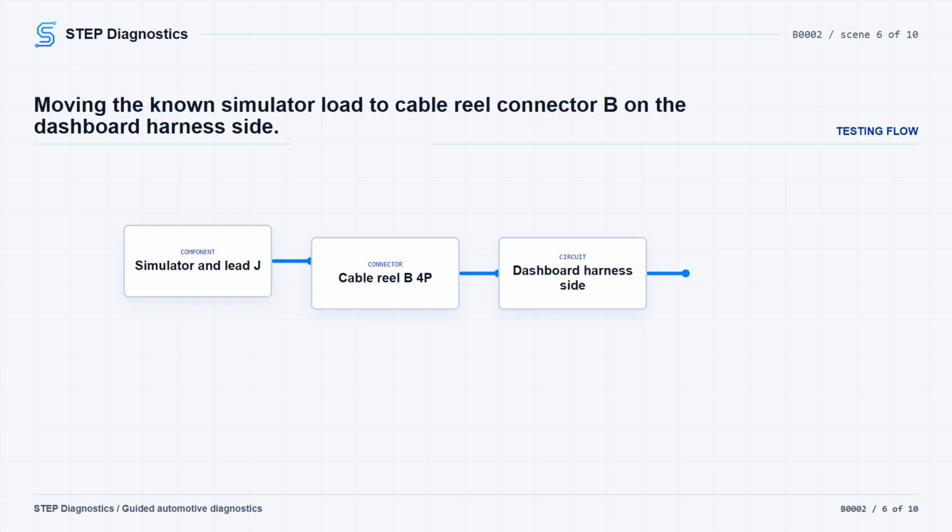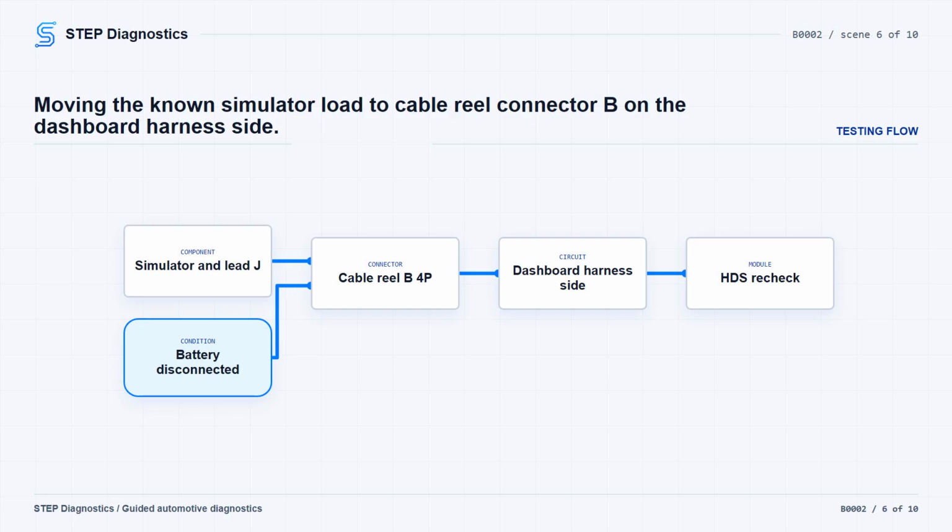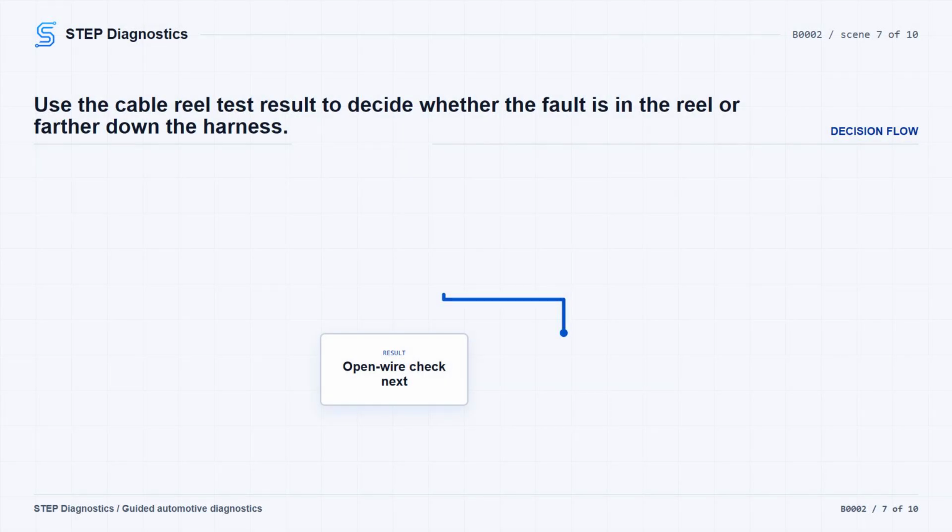Turn the ignition switch to LOCK (0), disconnect the negative battery cable, and wait at least 3 minutes. Remove the column covers and disconnect cable reel connector B, the 4P connector, on the dashboard wire harness. Connect SRS simulator lead J to the SRS inflator simulator using the 2 omega connectors. Then connect lead J to cable reel connector B on the dashboard wire harness.